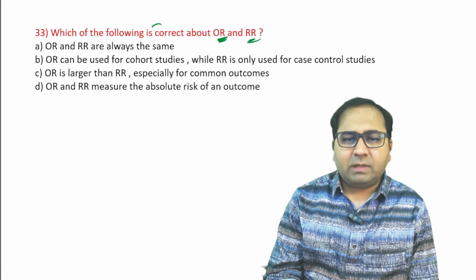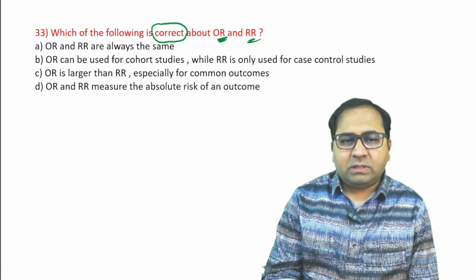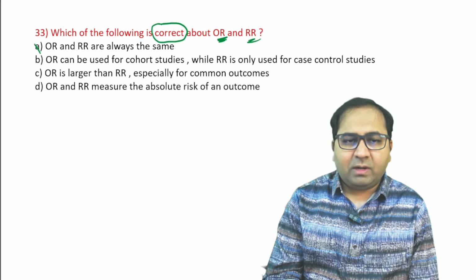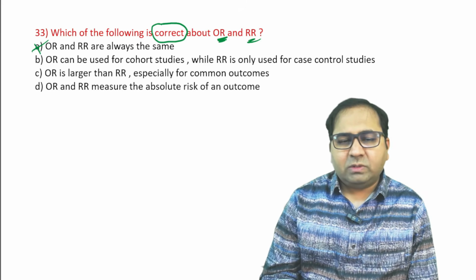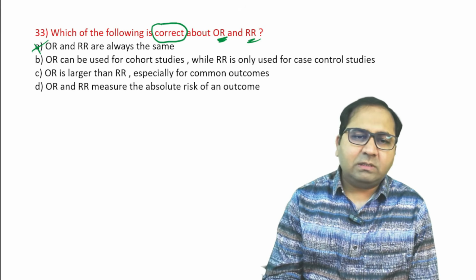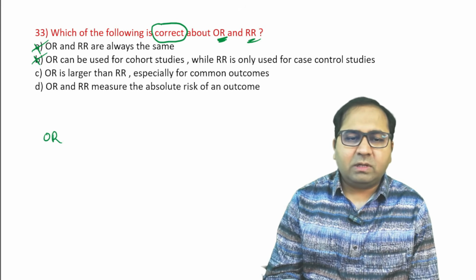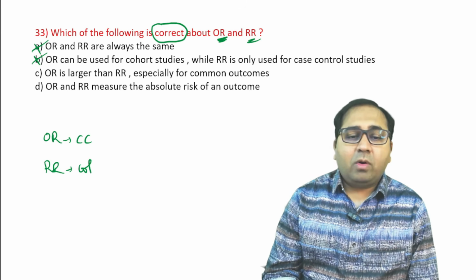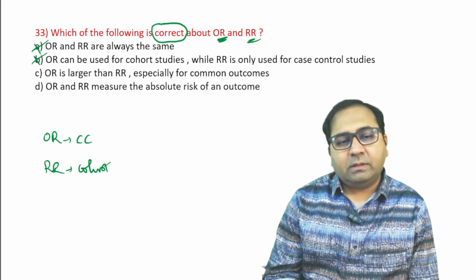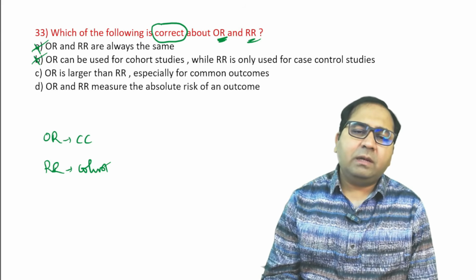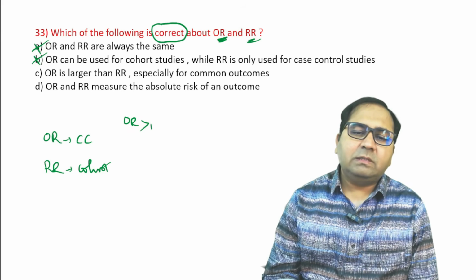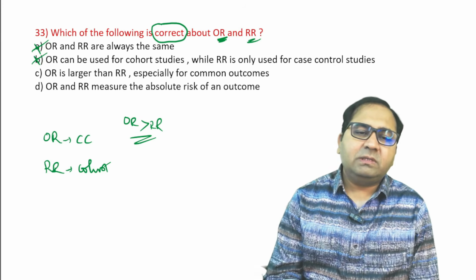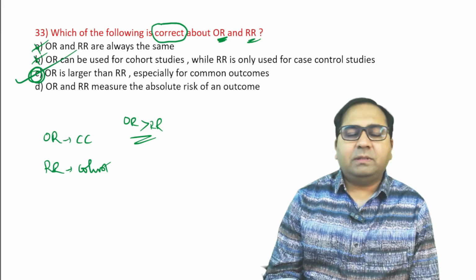So which of the following is correct? Let us see the options again. Odds ratio and relative risk are always the same. Definitely not. Odds ratio can be used for cohort studies while relative risk is used for case control studies is definitely not, because we know that odds ratio is for case control studies and relative risk is for cohort study. Then third option, odds ratio is larger than relative risk for common outcomes. Yes, definitely it is a true statement. This is the correct statement.